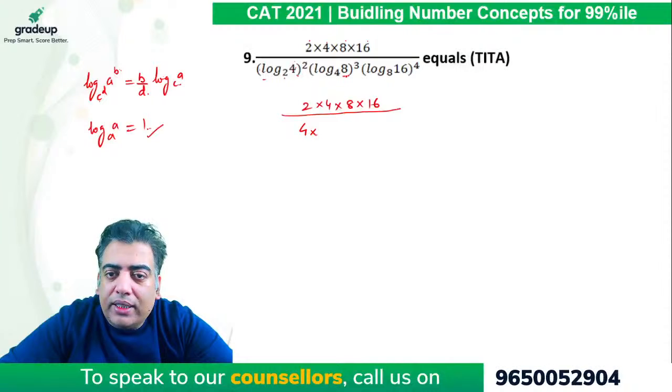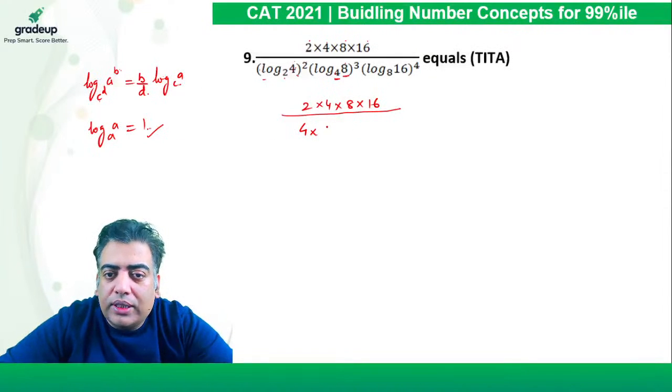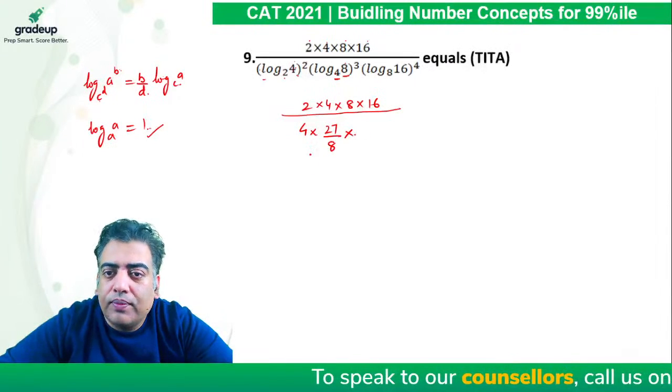Now this 8 is 2 cube and 4 is 2 square. 3 and 2 will come outside, right? And log 2 to the base 2 is again 1. So it results in 3 cube, which is 27 upon 2 cube, which is 8.